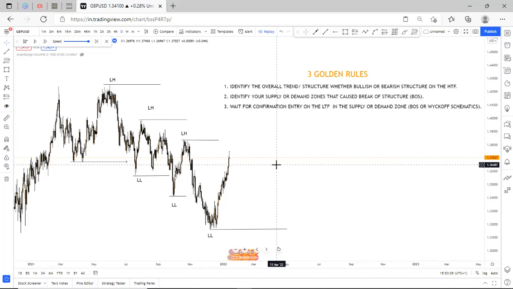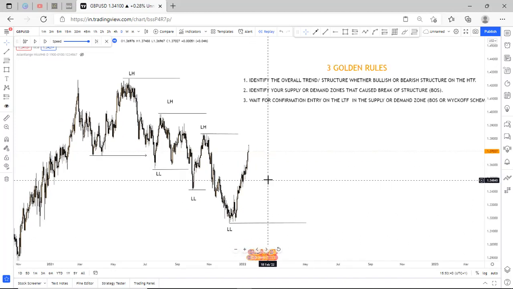Okay, so you want to identify your supply zone for bearish structure and you want to identify demand zones for bullish structure. Then going down to the third golden rule, you want to wait for confirmation entry on the lower time frame in the supply or demand zone that you have identified already. Okay, and this confirmation entry can be in form of break of structures or Wyckoff schematics. Okay, I also have 2 videos on Wyckoff schematics, the accumulation schematics and the distribution schematics, explaining Wyckoff.